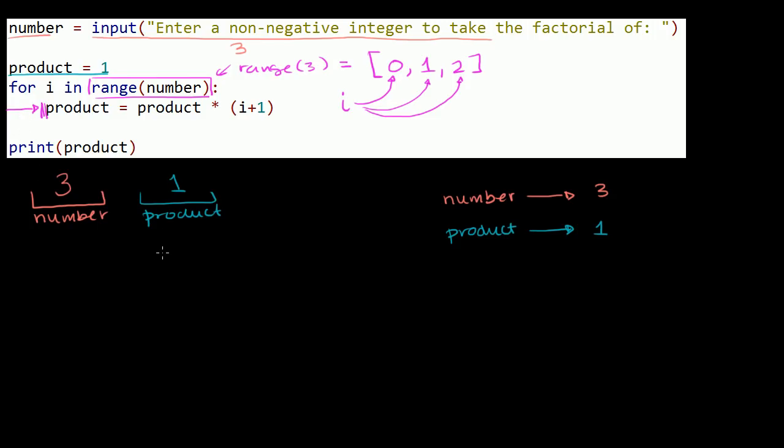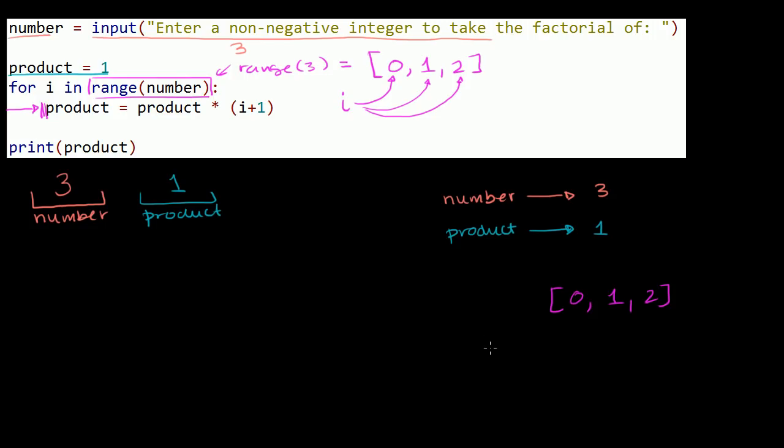So given that, let's think about what happens for the particular example where the user inputted a 3. So range of number is going to evaluate as 0, 1, 2. Let me write it over here. So it's going to be 0, 1, 2. And the first time through the loop, I'm going to use this convention right over here.